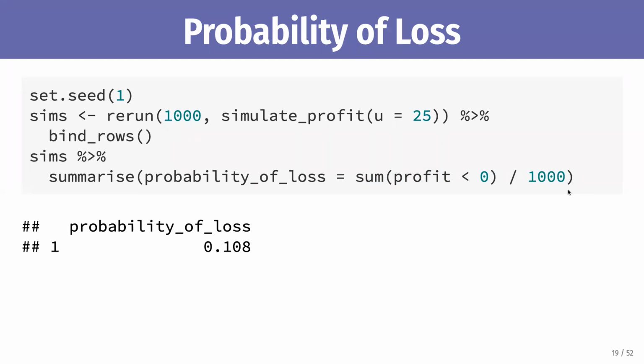So when I run this code, I get 0.108. And that implies that the probability of loss when you have 25 units is 0.108, or about a 10.8% chance of losing money.